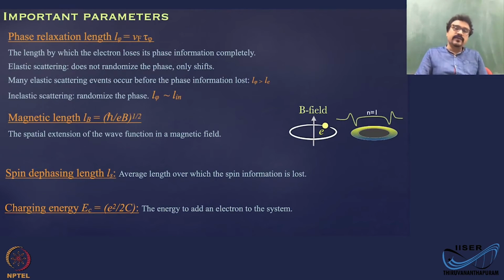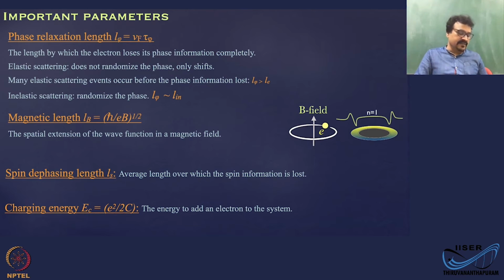Another important parameter is the phase relaxation length, L phi. Electrons are quantum mechanical entities, and they have a phase term. The phase is also very important.